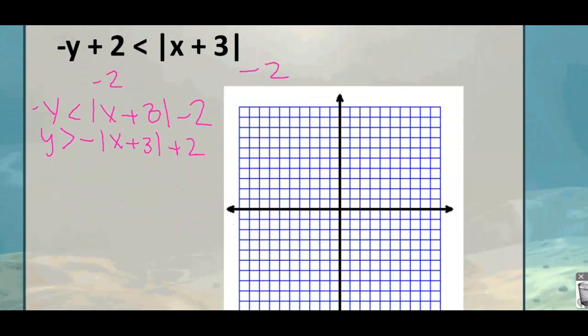So what is my vertex? Perfect. It's negative 3, positive 2. What is my a value? Yes, which means my graph is open down, which means my slope is negative 1. So you plot negative 3, positive 2. And from each of those, you're just going down 1, right 1. Is my line solid or dashed?